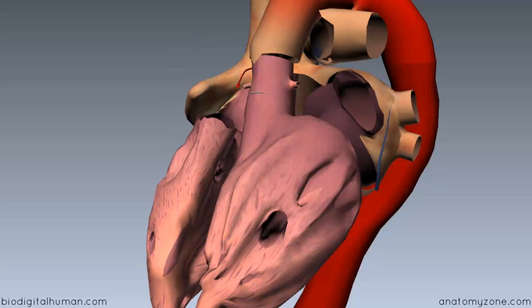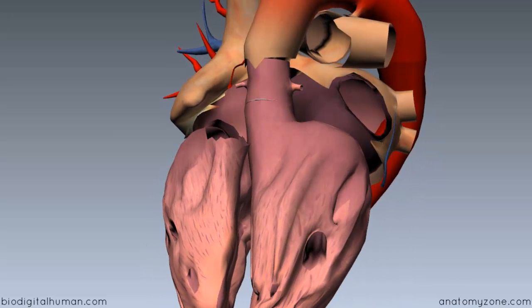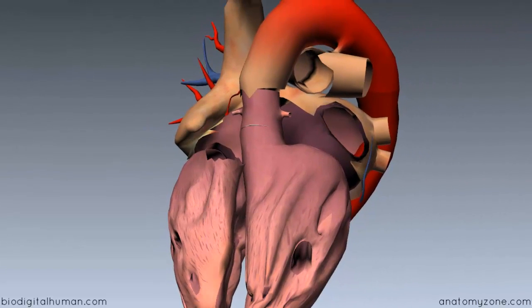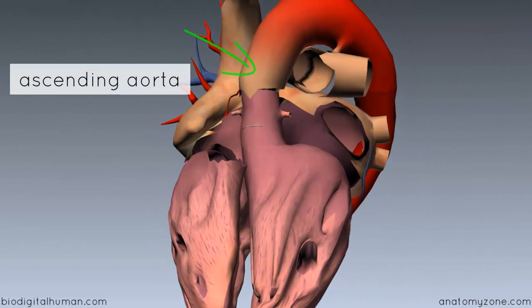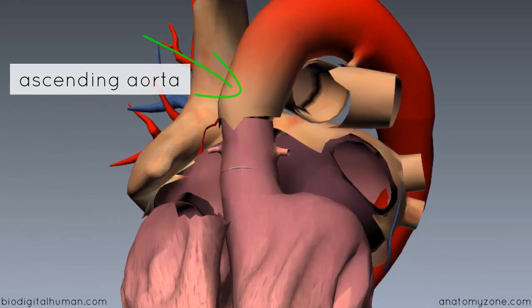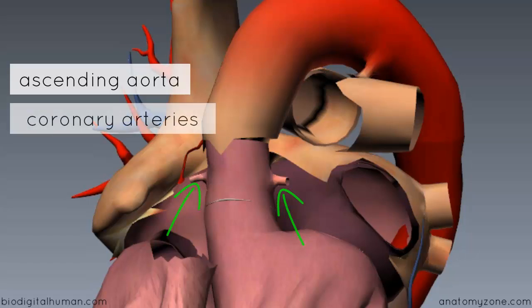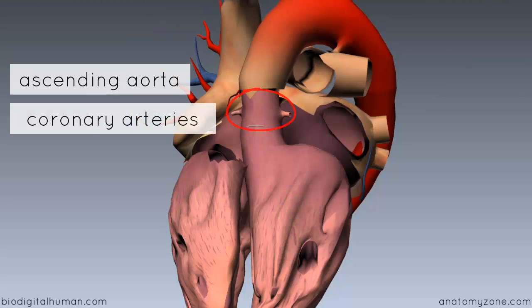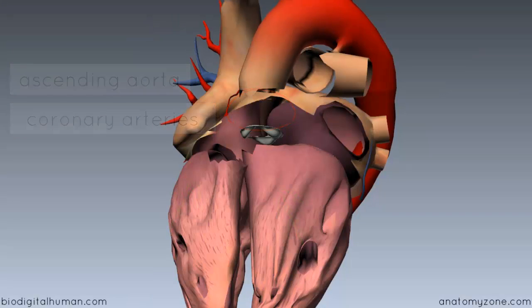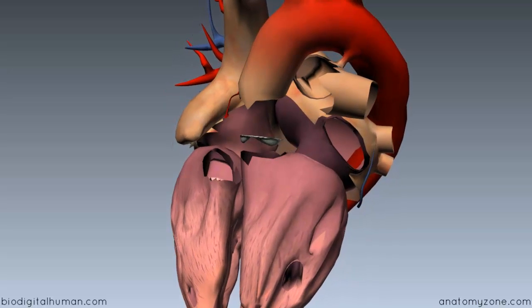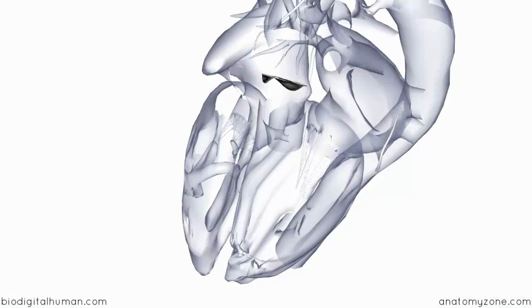So I've just removed some structures from the model so we can visualize the aortic valve. So up here we've got the ascending aorta, and you'll notice that there's two vessels coming off here. These are the coronary arteries, so you've got the left and the right coronary artery coming off right at the beginning of the ascending aorta. So if I just remove this for a moment, you can see the valve, the aortic valve.